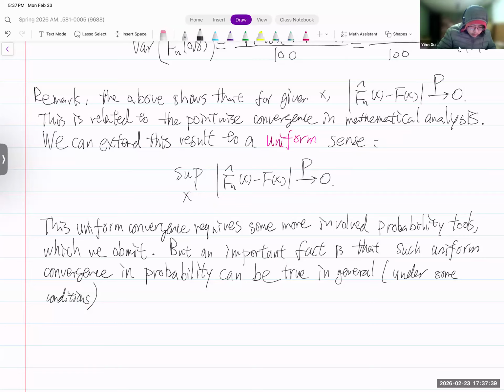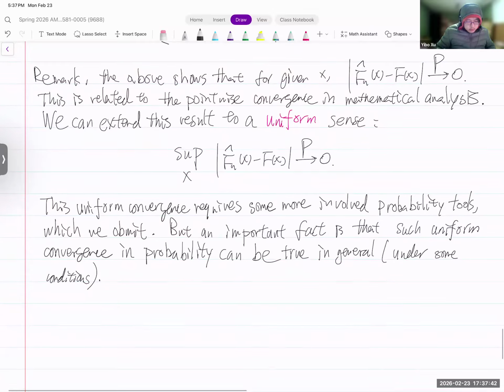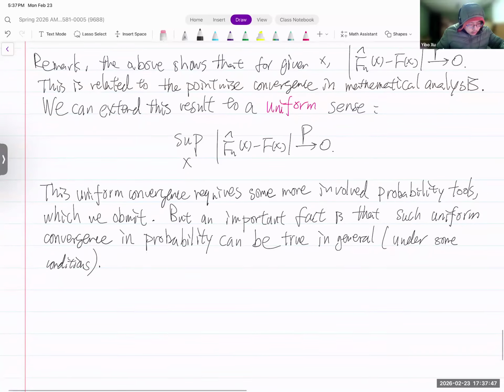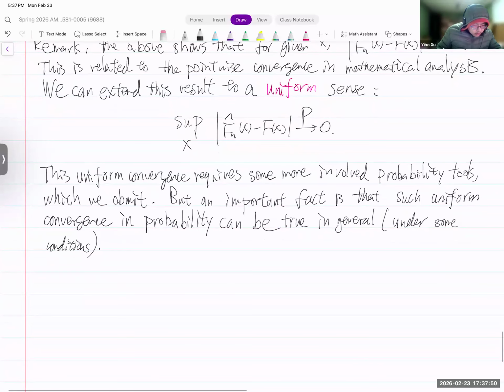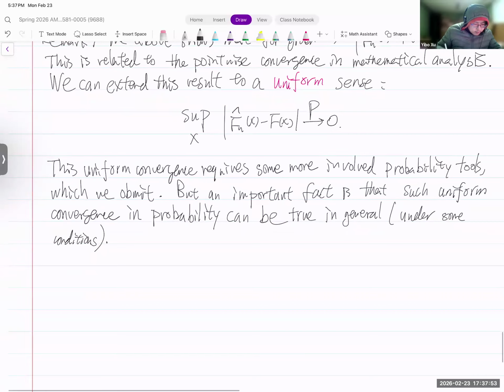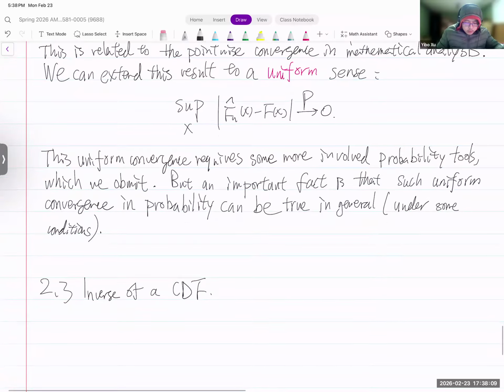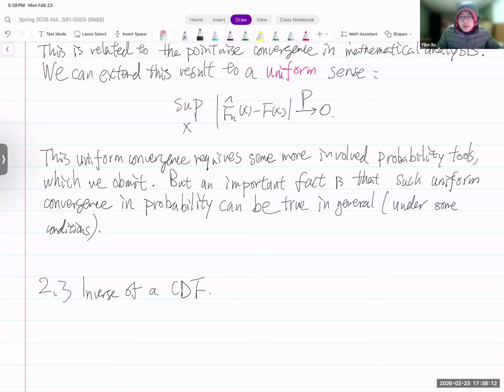So we will get into those very soon. But before that, there's a very important topic we need to cover, which is what's called the inverse of a CDF. 2.3. So inverse of a CDF is an important topic because it actually relates to constructing a random variable from a uniform random variable. So let's see.